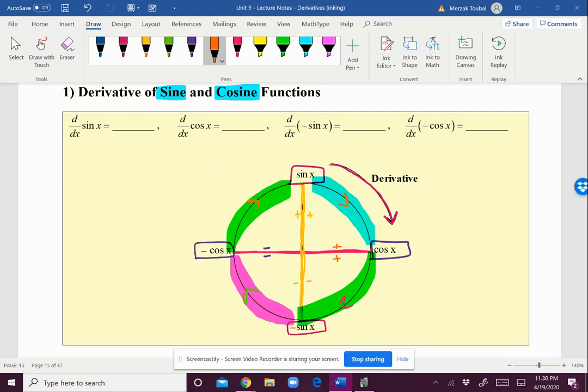This is the check. So moving clockwise on the unit circle, going to repeat, derivative of sine is cosine, derivative of cosine is negative sine, derivative of negative sine, negative cosine, derivative of negative cosine is sine. So let's go ahead and fill in the blank. Derivative of sine we said is cosine. Derivative of cosine is negative sine. Derivative of negative sine is negative cosine. Derivative of negative cosine is positive sine.